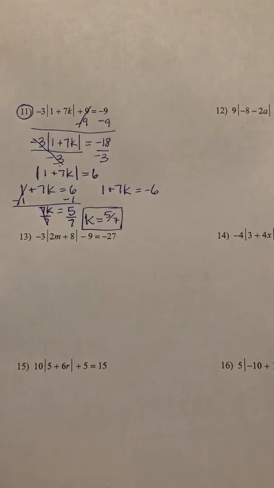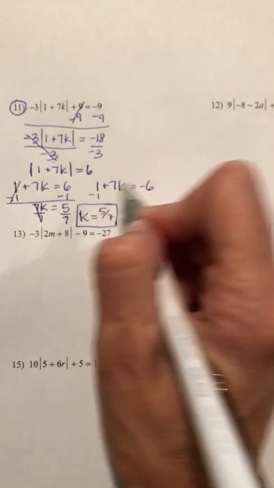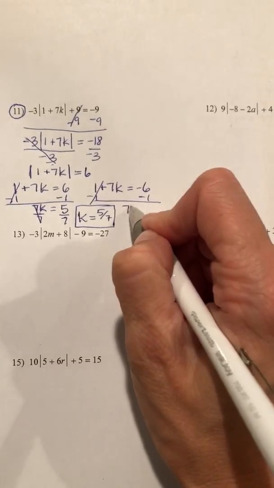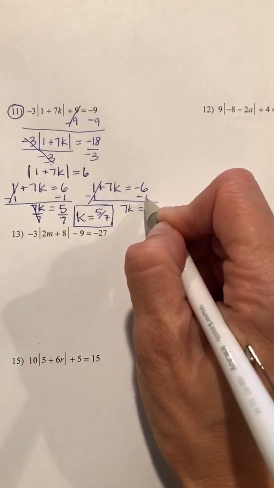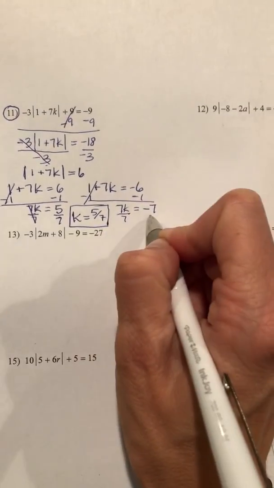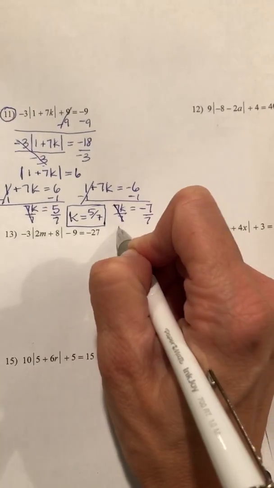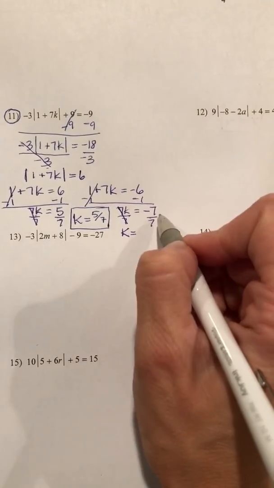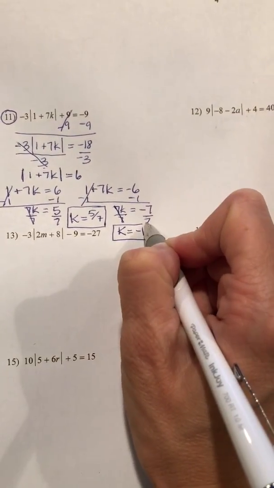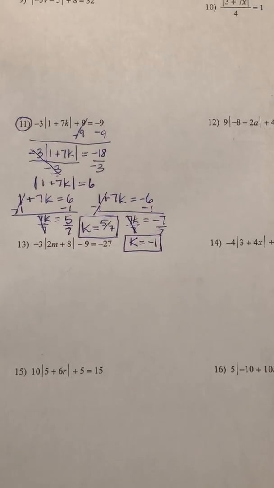Now let's see what our second solution is. So I'll start by subtracting 1 from both sides. So I have 7k equals negative 6 minus 1 would be negative 7. And then I'll divide by 7. K equals negative 1. And there is our second solution.